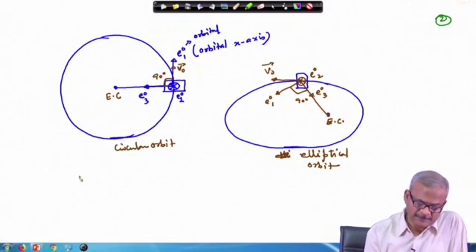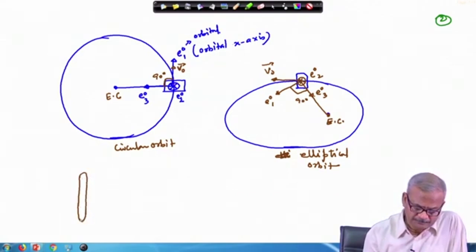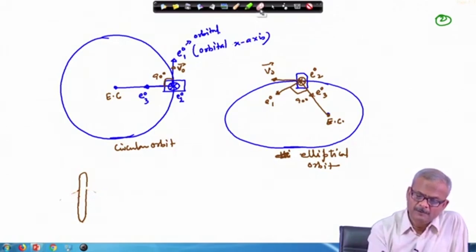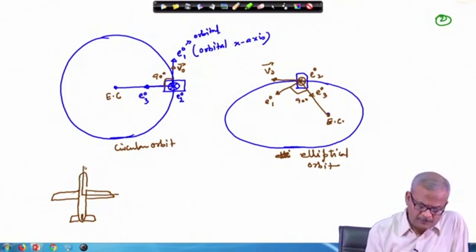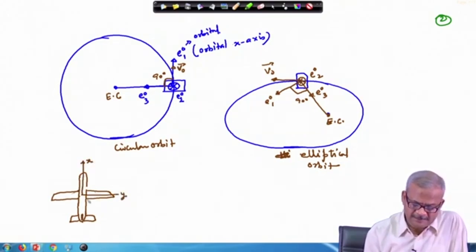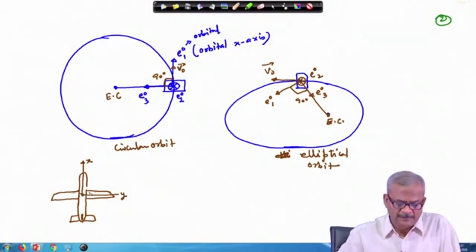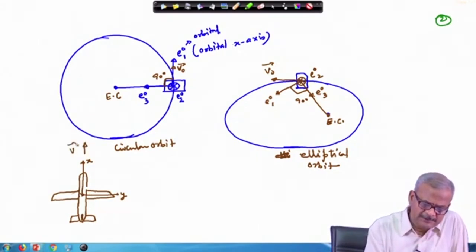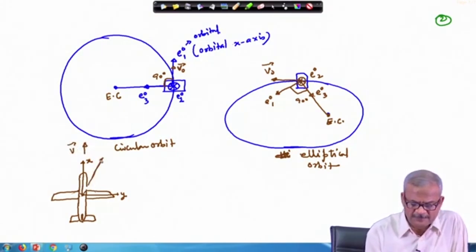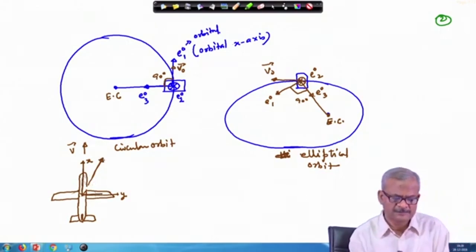From where is this notation arising? We will follow this notation. This notation arises from the aircraft. In the case of the aircraft, the x axis is taken along this direction, y axis like this, and z axis vertically downward toward the belly of the aircraft. And you know that the aircraft flies along this direction. So, v is along this direction. It may happen that v can also be along this direction, but the body axis is fixed along this direction. So, this is the body axis in this case.